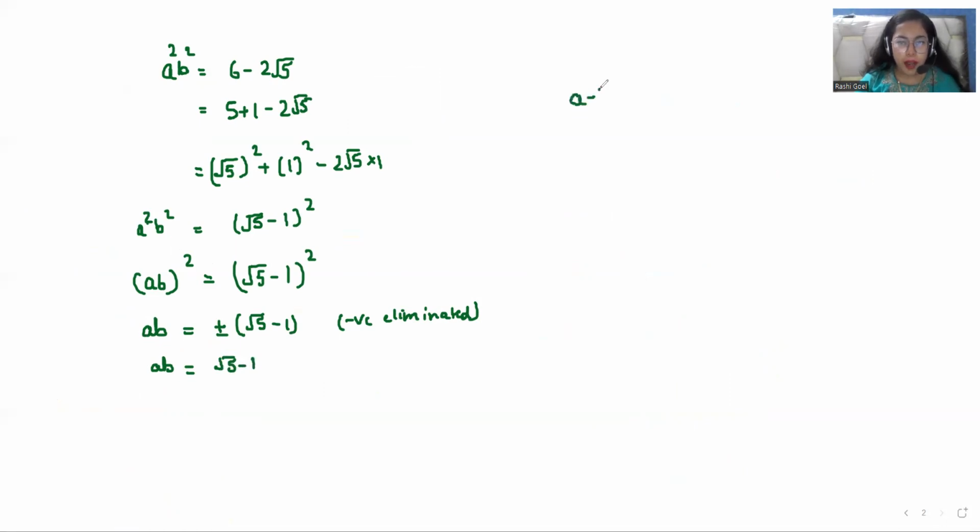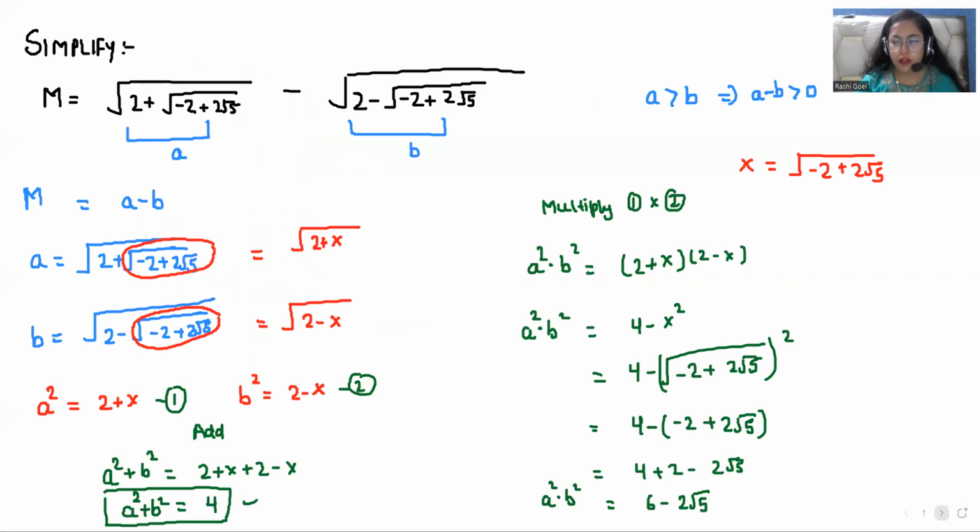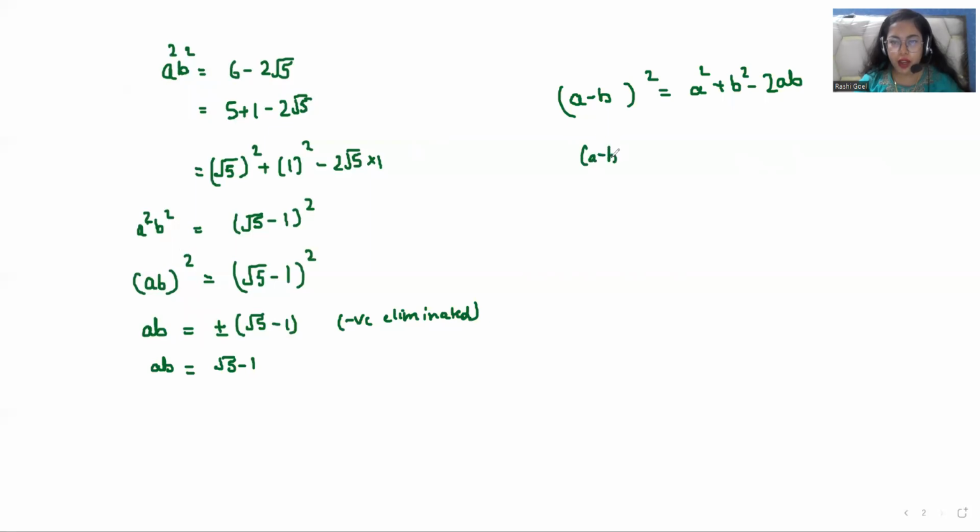Now, A minus B whole square is A square plus B square minus 2AB. Now I have the value of A square plus B square, this is 4. And I have the value of AB, that is root 5 minus 1. And I have to find the value of A minus B. So I can easily find it. A minus B, I have to find the square. And the value of A square plus B square is 4 minus 2 times AB, which is root 5 minus 1. I can write it as 4 minus 2 root 5 plus 2. Sorry, so 4 plus 2 is 6 minus 2 root 5.